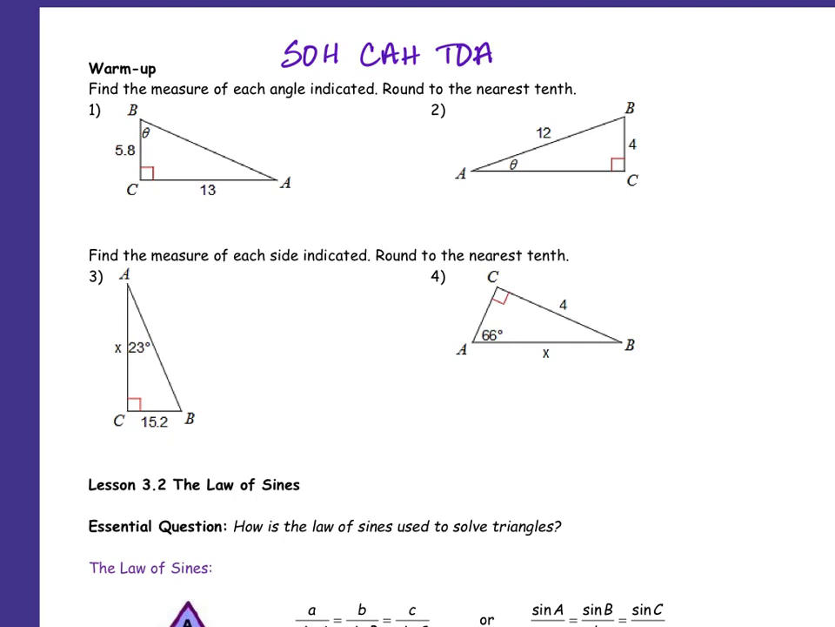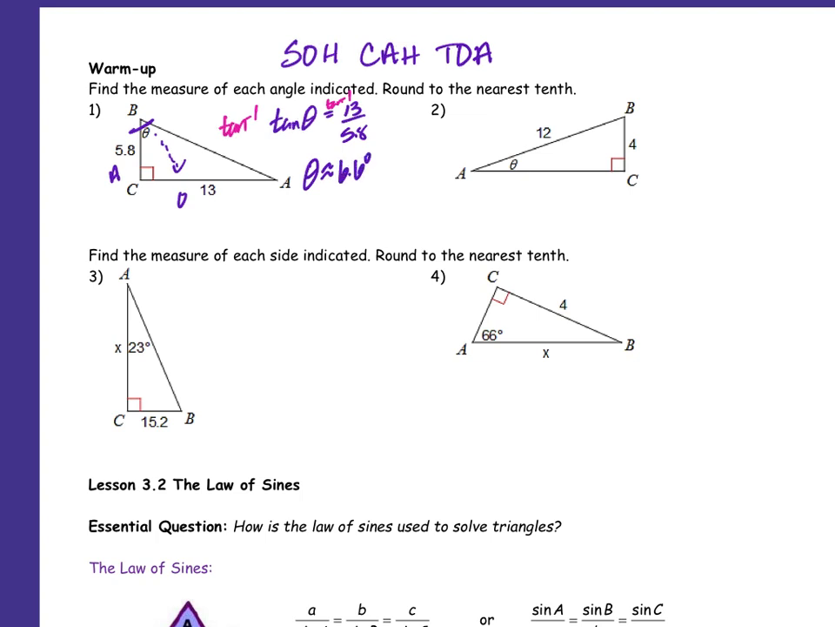So let's go ahead and do this. If this is my angle, I have the side opposite and the side adjacent. That means I'm going to do TOA. So tangent of theta is going to be 13 over 5.8. But I don't want tangent of theta, I just want theta. So I'm going to do tan inverse to get rid of tangent. So theta is going to be approximately equal to 66 degrees.